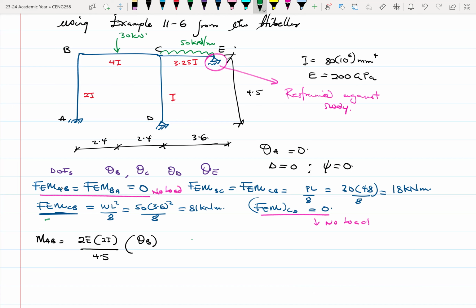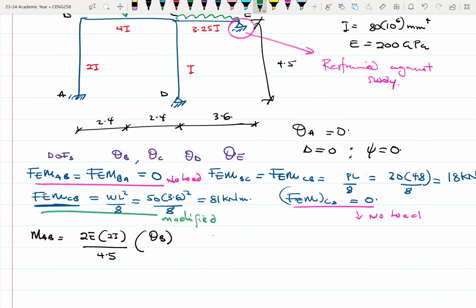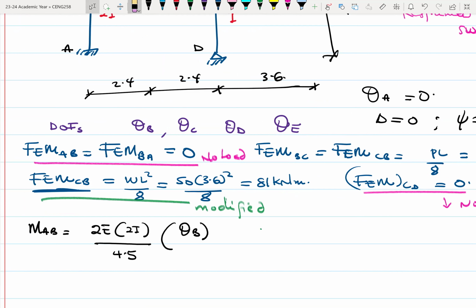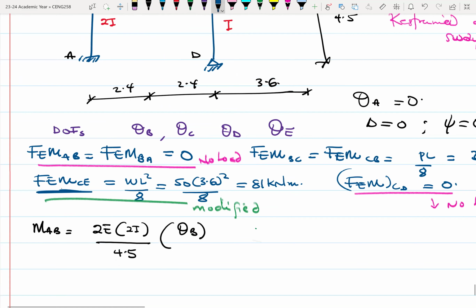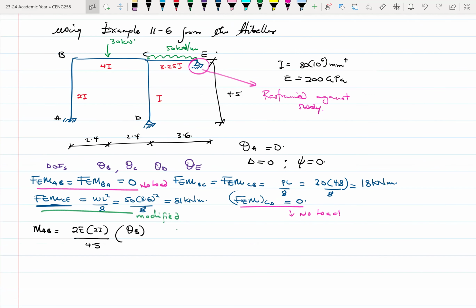Here we are using the modified approach, which is taking into consideration that the support at, sorry, not CB, CE rather, the support at E is 0. So we have AB, BA, great. BC, CB, great. Then CE, great. Then CD, also great. So let's continue with our equations.